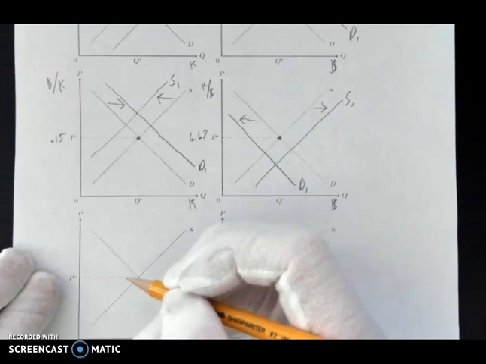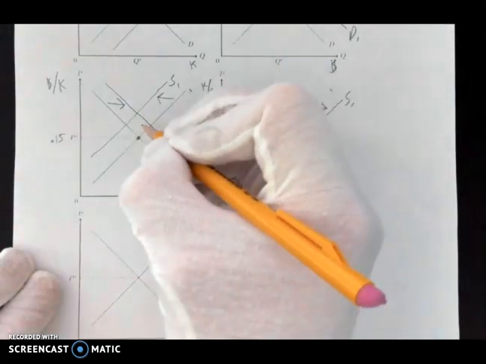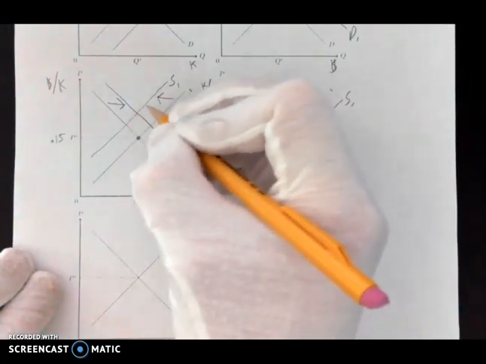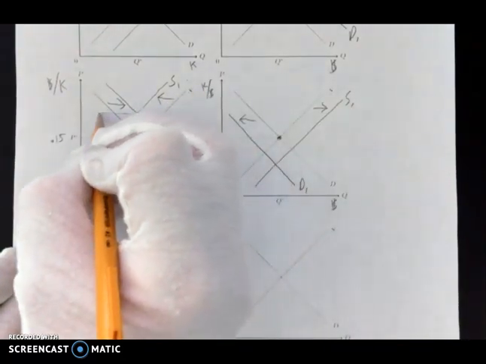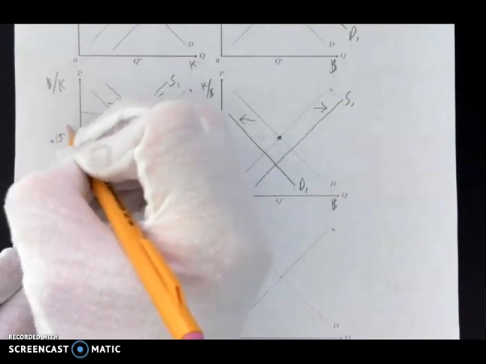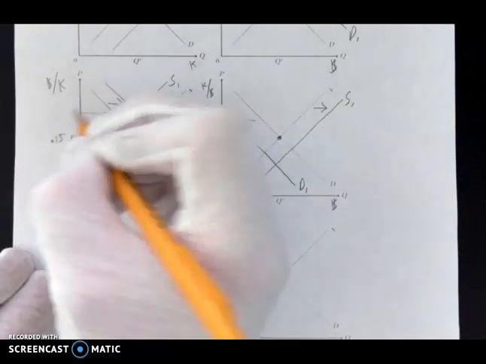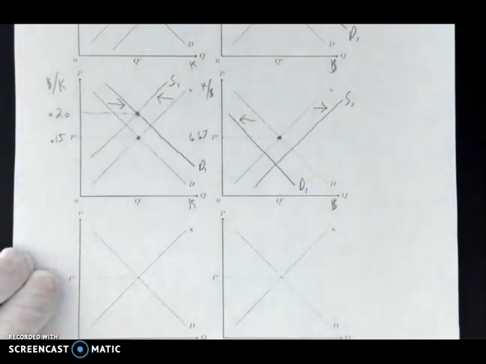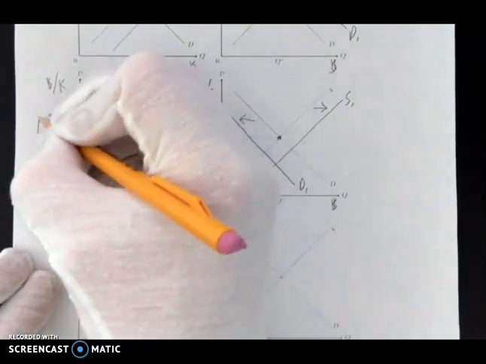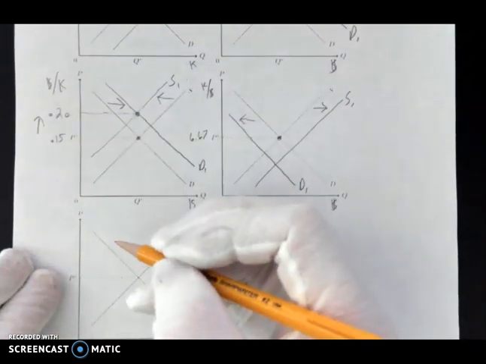Of course, let's find the new equilibrium. New equilibrium is going to be where S1 intersects D1. It's going to be all the way up here. And again, I'm just going to make up a number, but it's going to be higher than 0.15. So let's go with 0.20. So it's now 20 cents to get a Krone. In essence, the Krone appreciates.